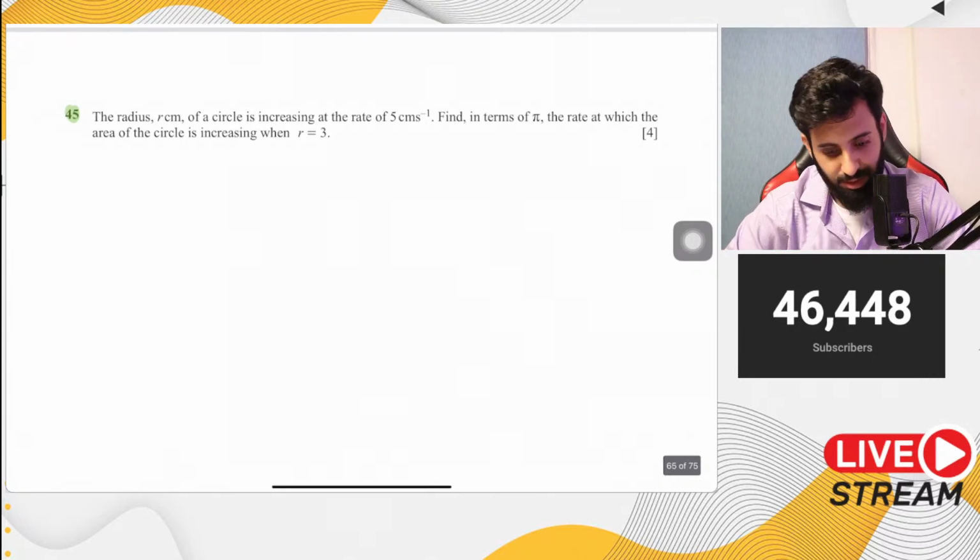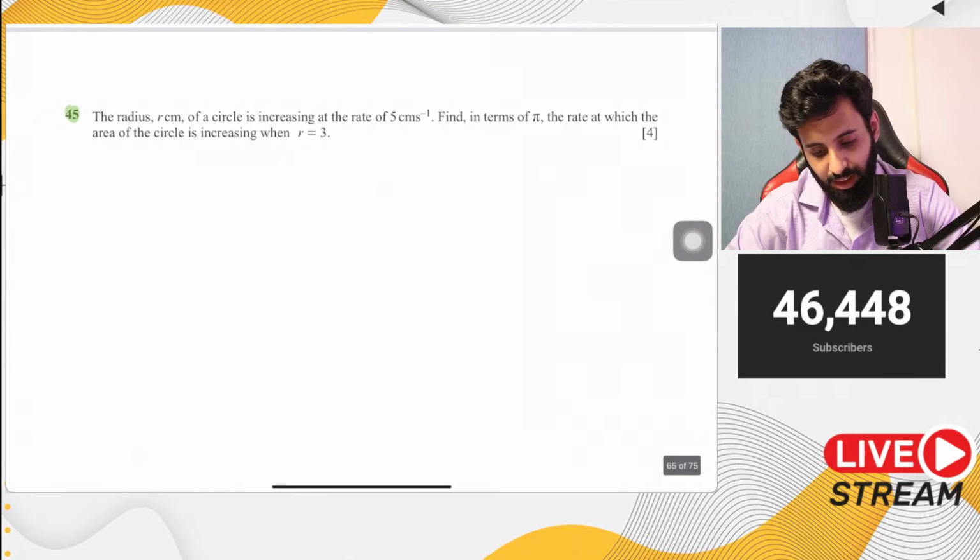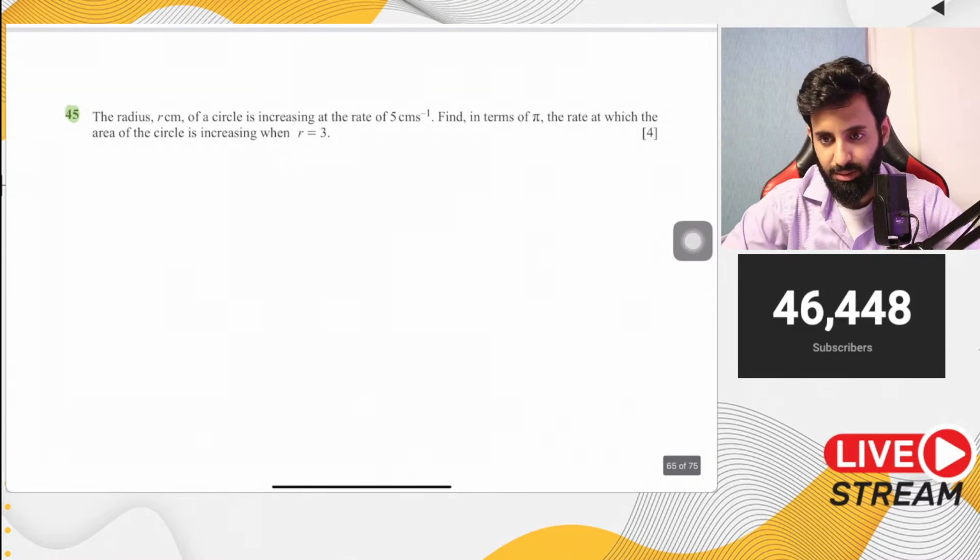Okay, now, so here's a question which says the radius r centimeter of a circle is increasing at a rate of 5 centimeter per second. Find in terms of pi the rate at which the area of the circle is increasing when r is equals to 3.